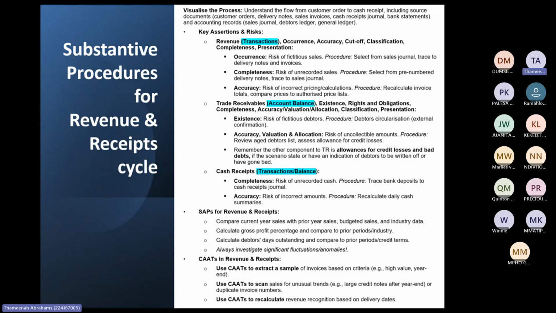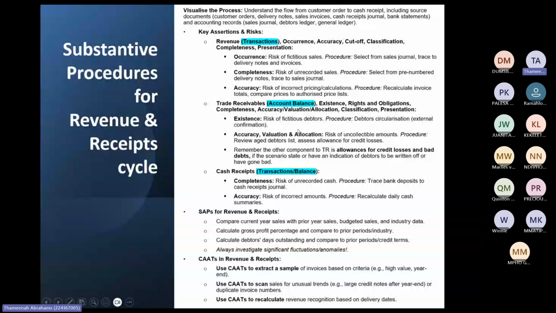I hope. And then of course classification, like I said, is if they put revenue maybe in debtors or they maybe put revenue in as an asset, for example, and not as an income in the income statement. Or they put revenue in expenses and not in the actual revenue account. So there will be procedures around that. And of course, presentation is if it's not presented according to IFRS.